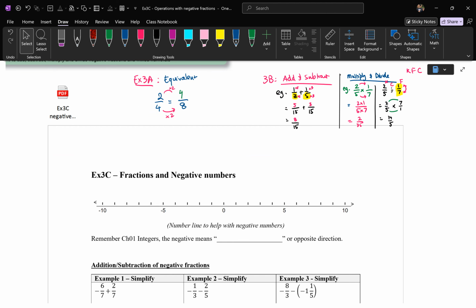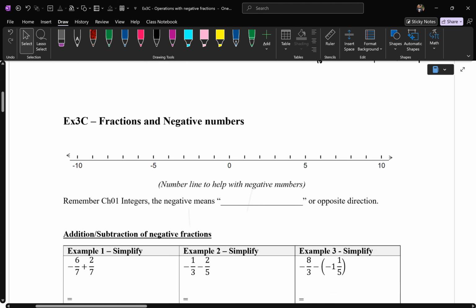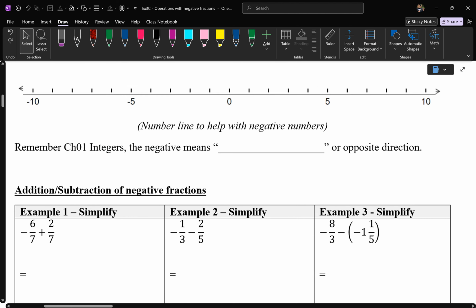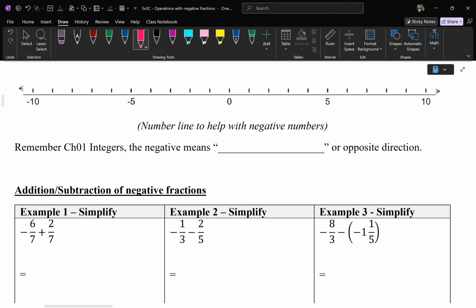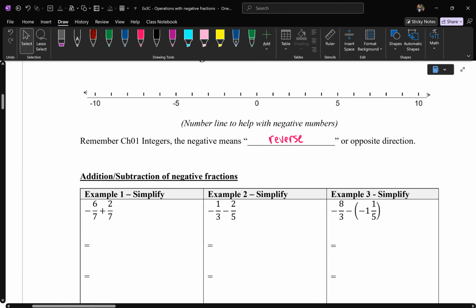Those are the preliminary skills, meaning at chapter 3, what am I looking for? I do need to know that you can do what we call arithmetic of fractions. And that just means add, subtract, multiply, divide. Okay? Let's try this first example here before we fill it in. Remember chapter 1 integers, the negative in front of a number actually means, write this in, reverse or opposite direction. Now I gave you the number line to help you visualize when you do the opposite of the direction. Okay? So write in reverse.